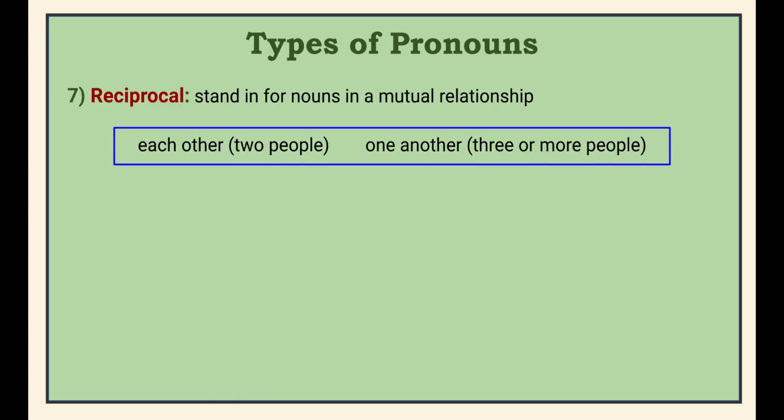The 7th type of pronoun is called reciprocal. Reciprocal pronouns stand in for nouns in mutual relationship. Each other indicates 2 people, and one another indicates 3 or more. Let's look at an example.